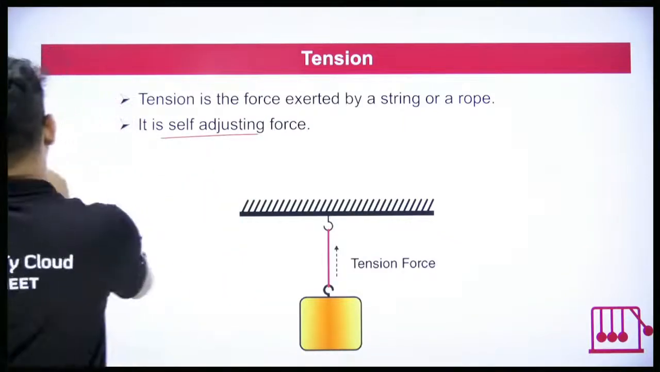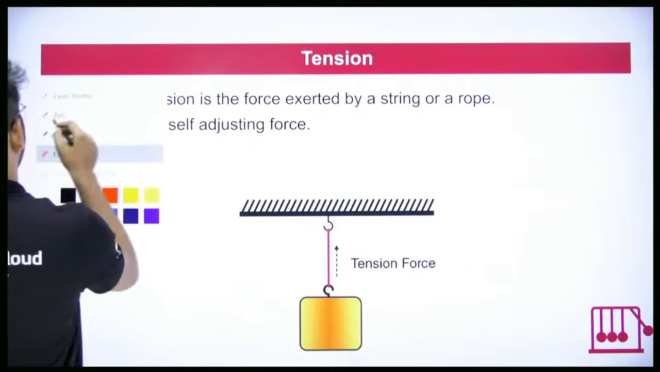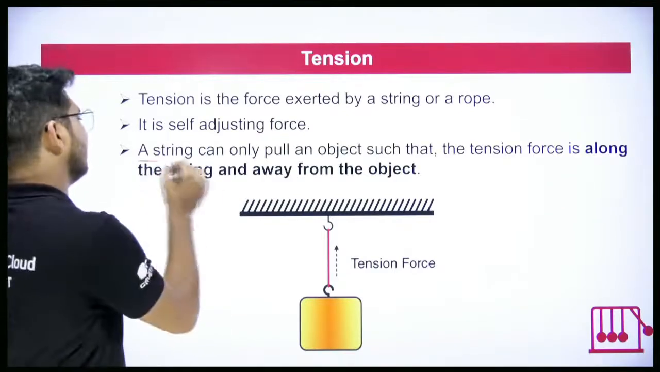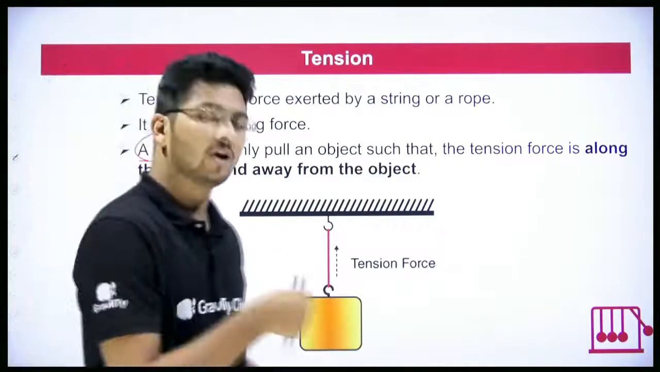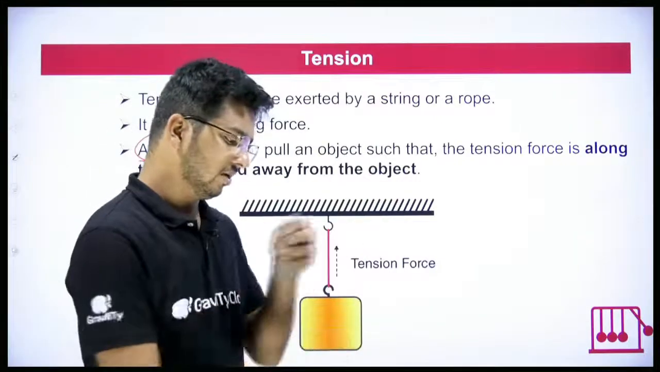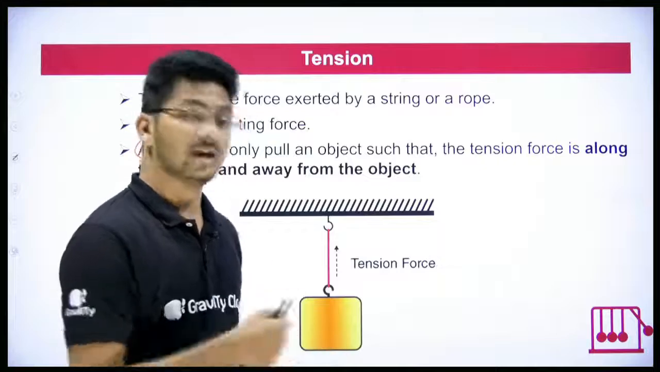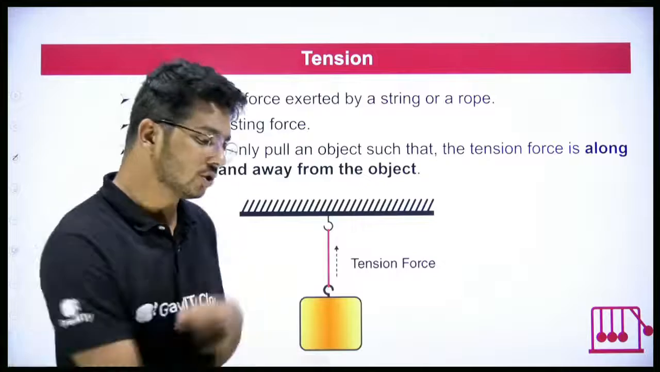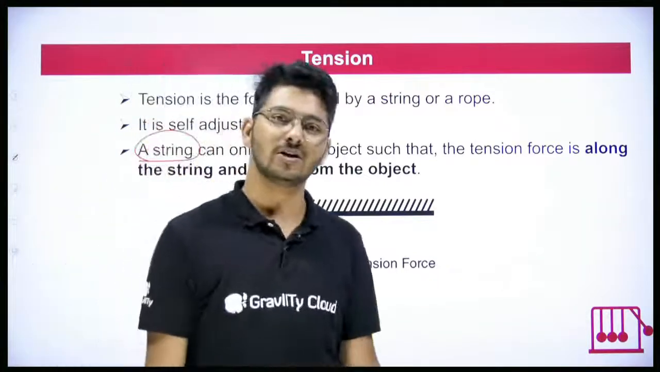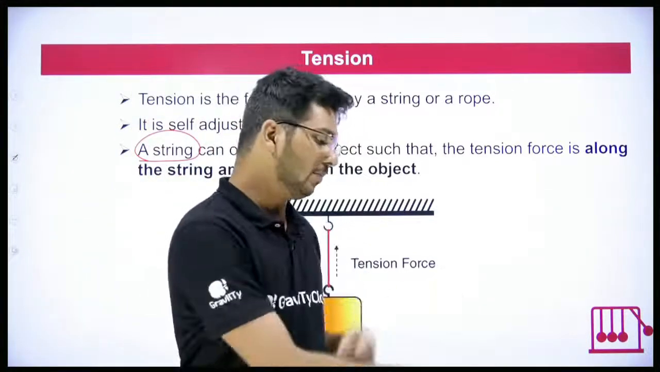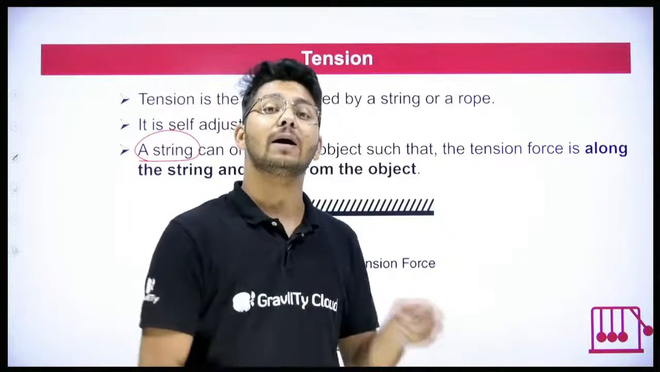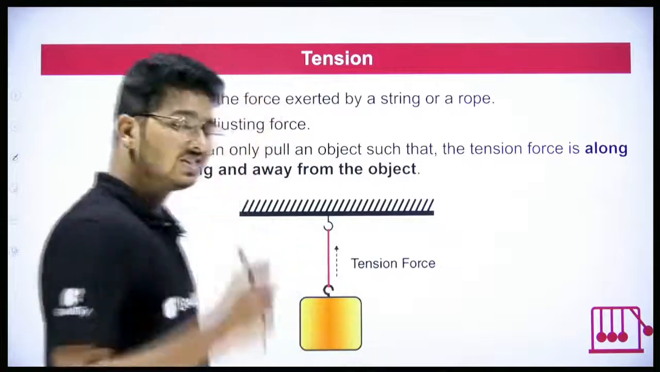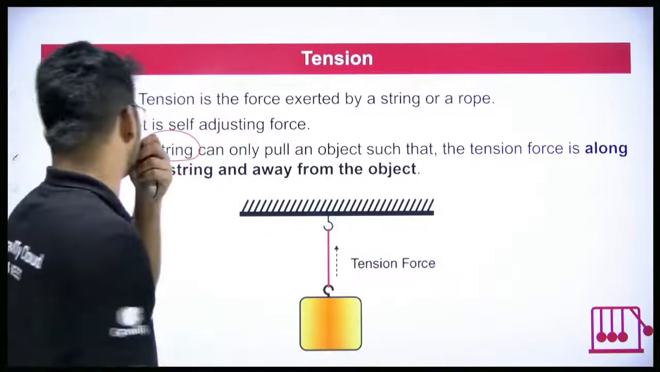Its value depends on case to case. Its value can increase or decrease. And most importantly, using a string, you can only pull an object. Imagine this. You are pulling water. You are drawing water from a well. You pull using a string. You don't push it. Push is not possible. You drop the bucket and pull the rope up. Yes or no? Yes. So using a string, you can only pull. That is the reason why.